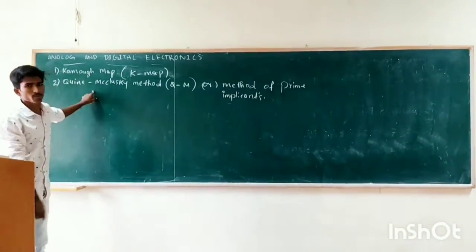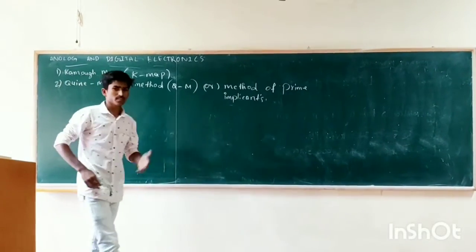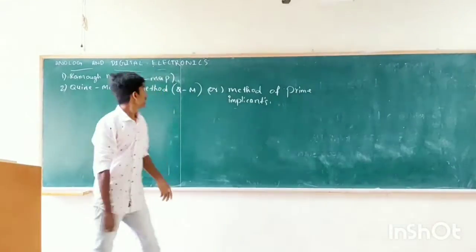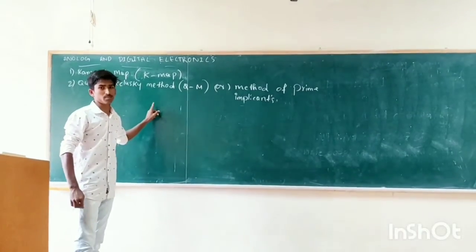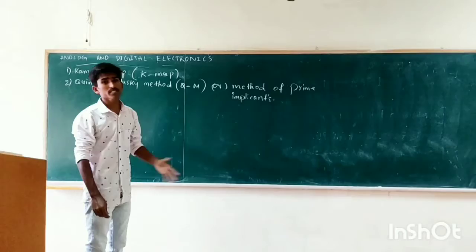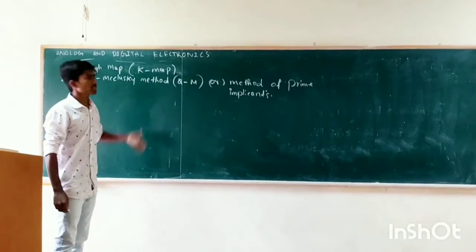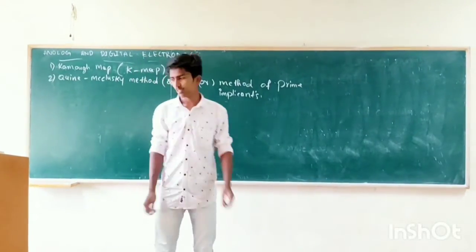First of all, I am going to explain K-map, Karnaugh map. What is the importance of Karnaugh map, or what is the meaning of K-map? K-map is used to simplify the Boolean algebraic function or Boolean expression, or to minimize the Boolean expression. We are going to use the K-map for minimizing or simplifying the Boolean expression.